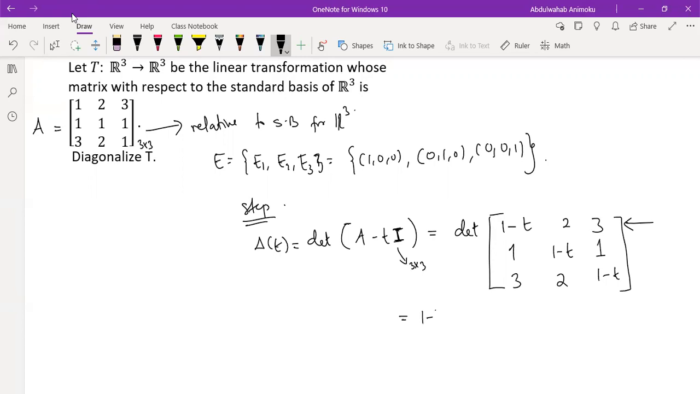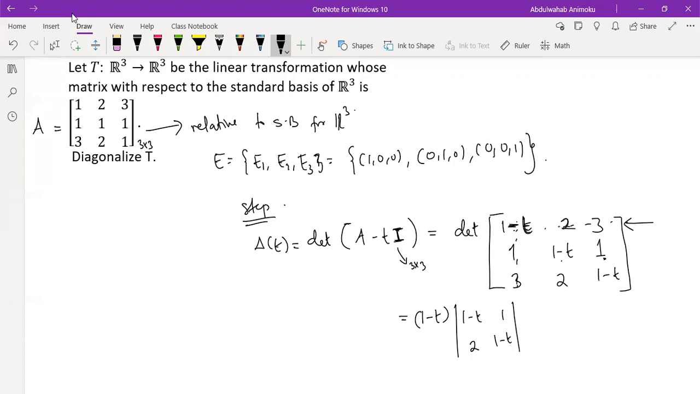So what we do is we take the first term, and then we take the determinant of what remains when we close the row and column that the first component belongs to. That would give us 1 minus t. So it will be these entries: 1 minus t, 1, 2, 1 minus t. So we find this first. This is the determinant of this 2 by 2 matrix.